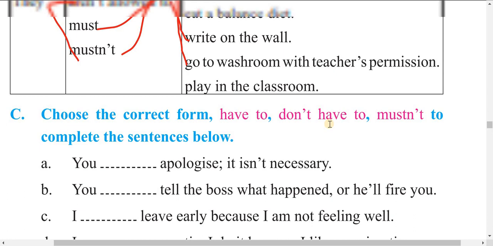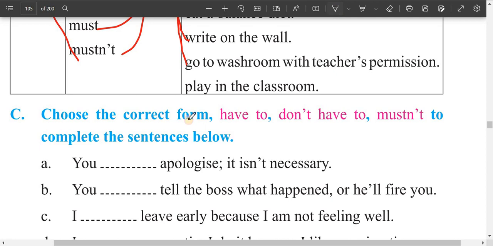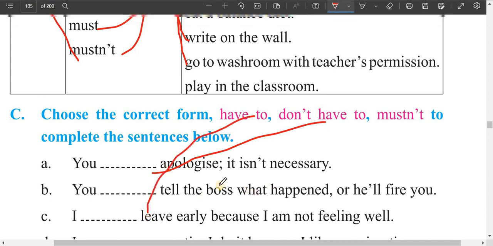It means, and must not means you should not do, you cannot do. See here. First one is apologize. You don't have to. So this is no need to. You don't have to apologize. It's not necessary. Now tell the boss what happened, or he will fire you. You have to tell the boss what happened, or he will fire you.